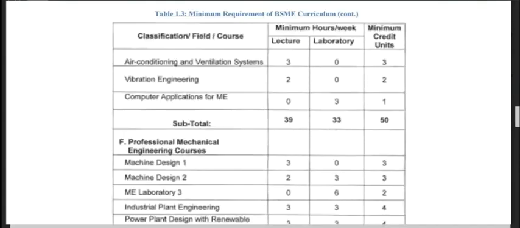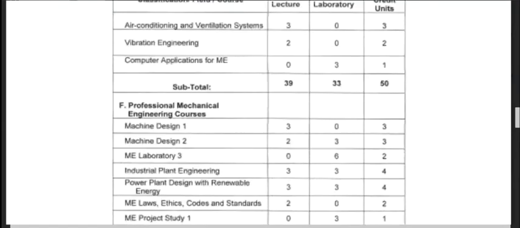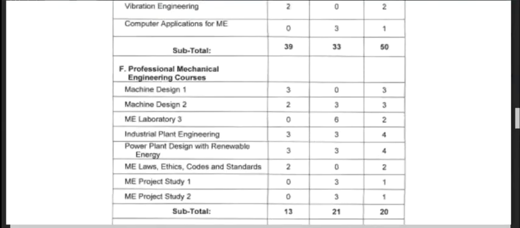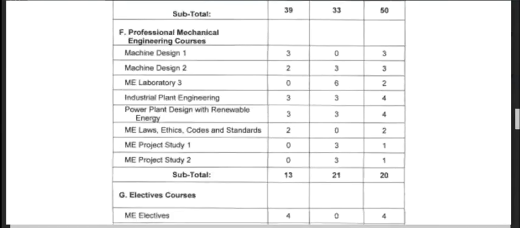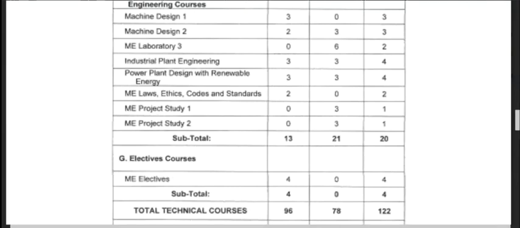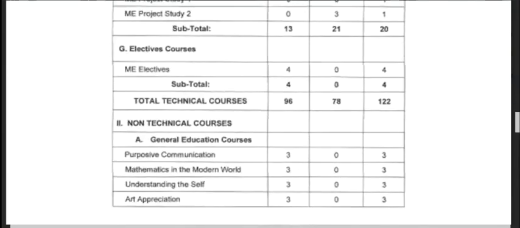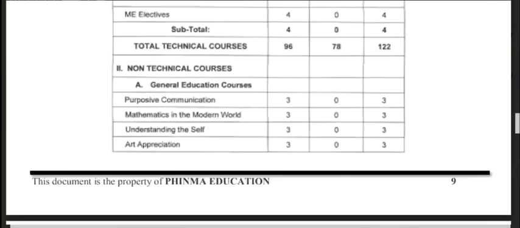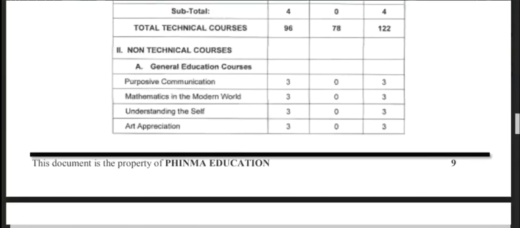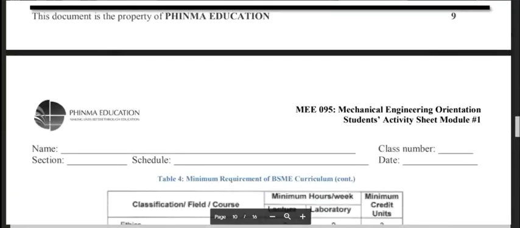On the other hand, for the professional mechanical engineering courses, you'll be having your machine design 1, machine design 2, ME laboratory 3, industrial plant engineering, power plant design and renewable energy, ME laws, ethics, codes and standards, ME project study 1, ME project study 2, and then for your elective courses, you will be having two elective courses. For the non-technical courses, you will be having the general education courses listed here.